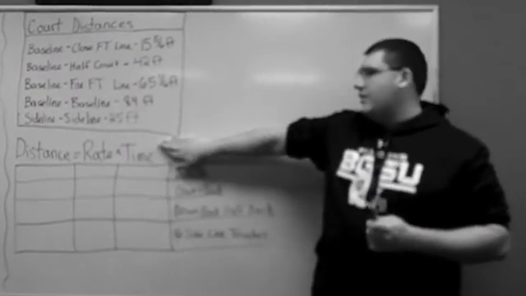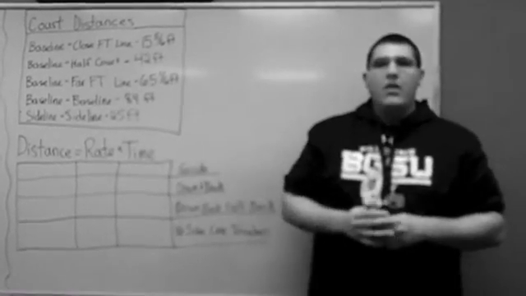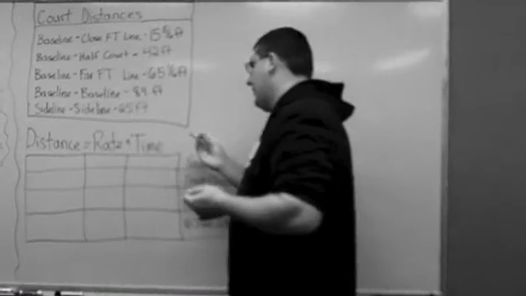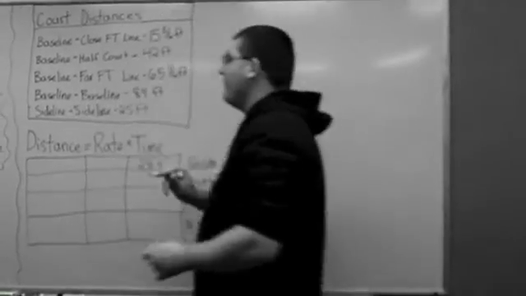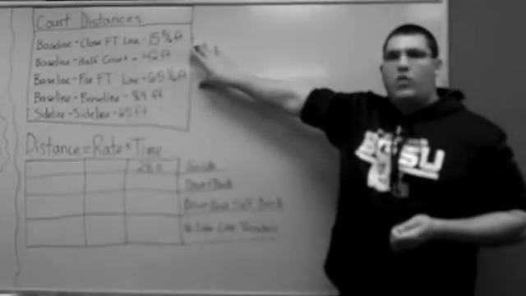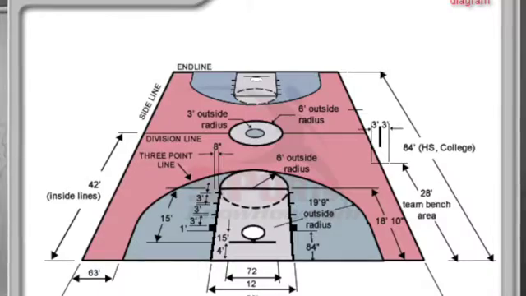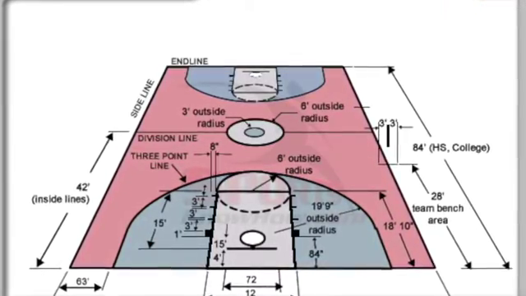So the formula we need to solve this problem is distance is equal to rate times time. Well, the time we know for suicide, we want our players to run it in 28 seconds. And the distance we're going to get from our court dimensions. And as you can see on the image, you can see the dimensions listed out for you.